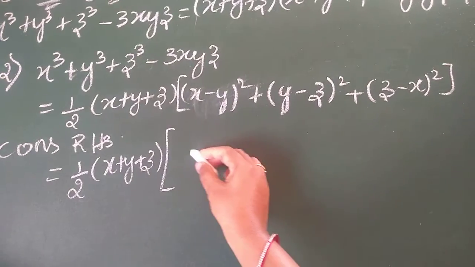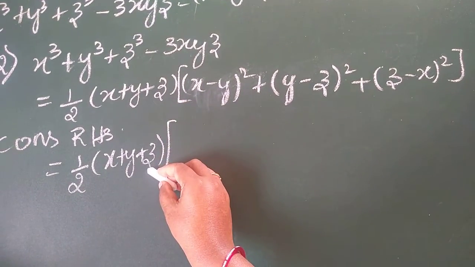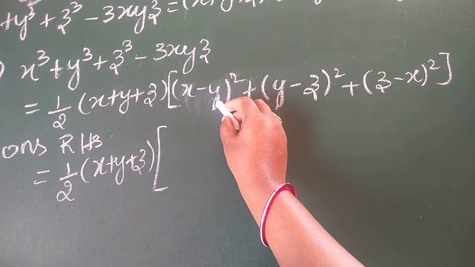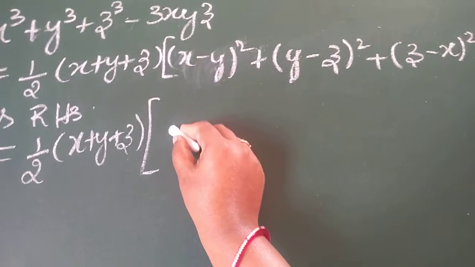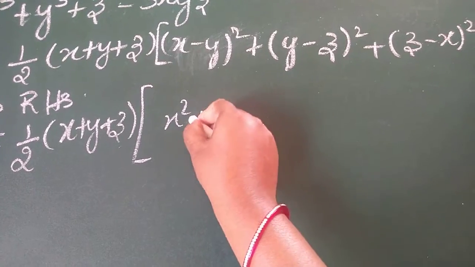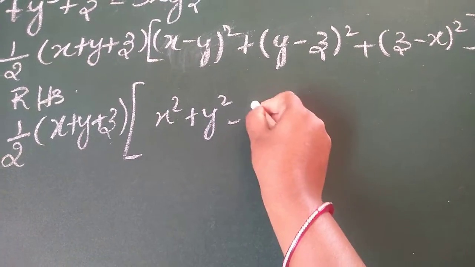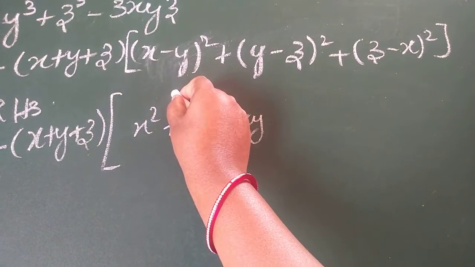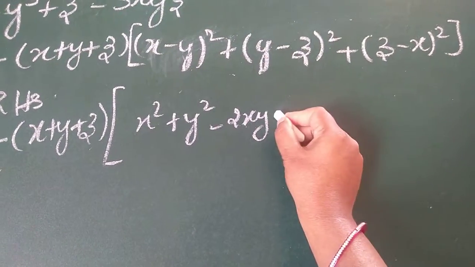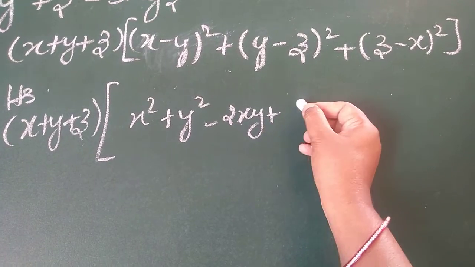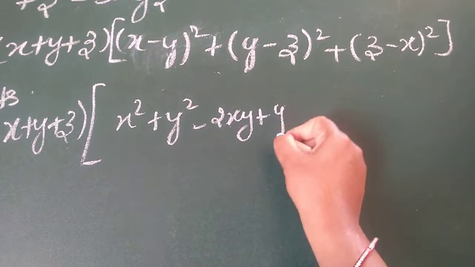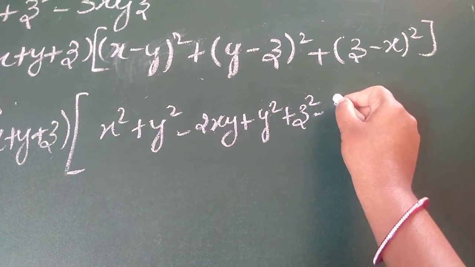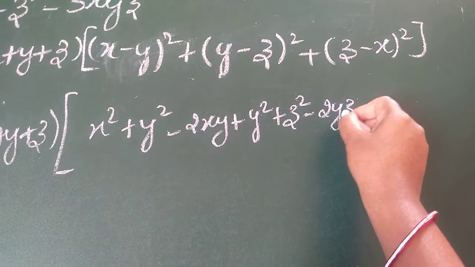See children, here I have taken the first term as it is, considering the RHS. We know the identity x minus y whole square, that is x square plus y square minus 2xy, right? This is about the first bracket. Next is the plus symbol. Plus into anything is plus. So I directly open the bracket and write y square plus z square minus 2yz.